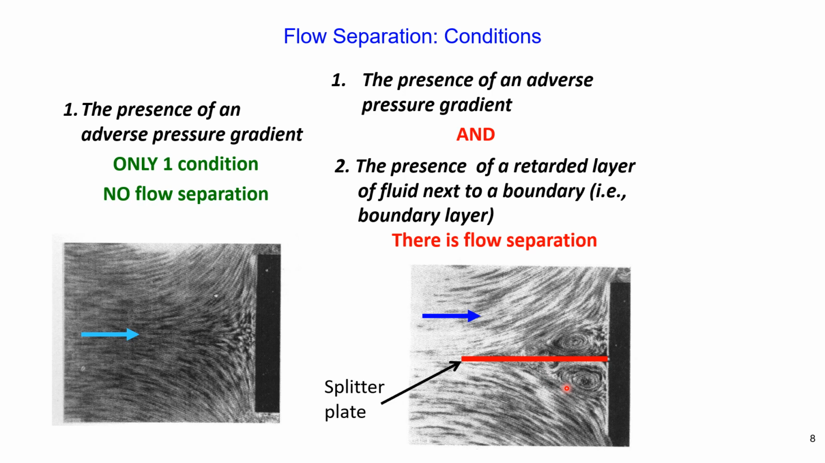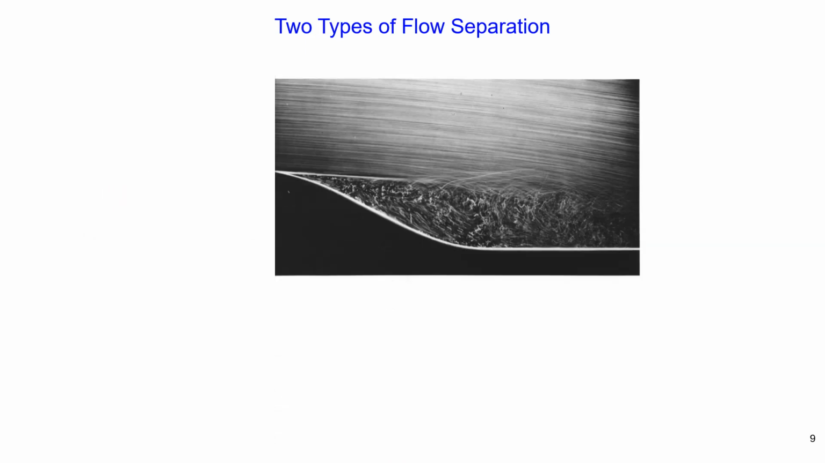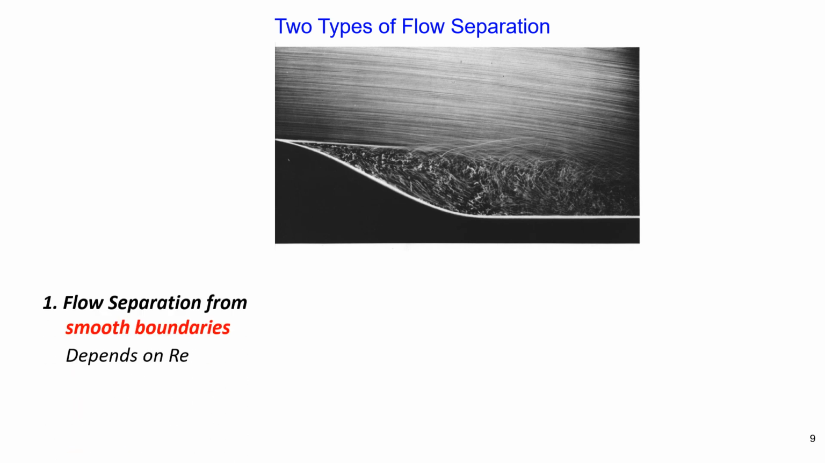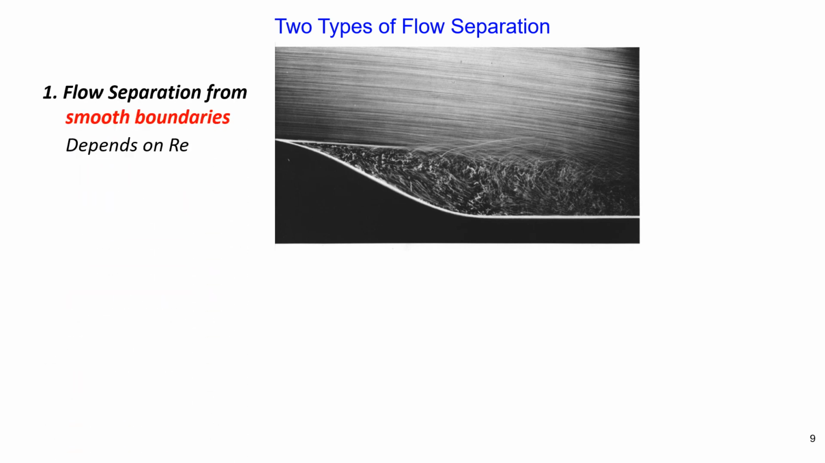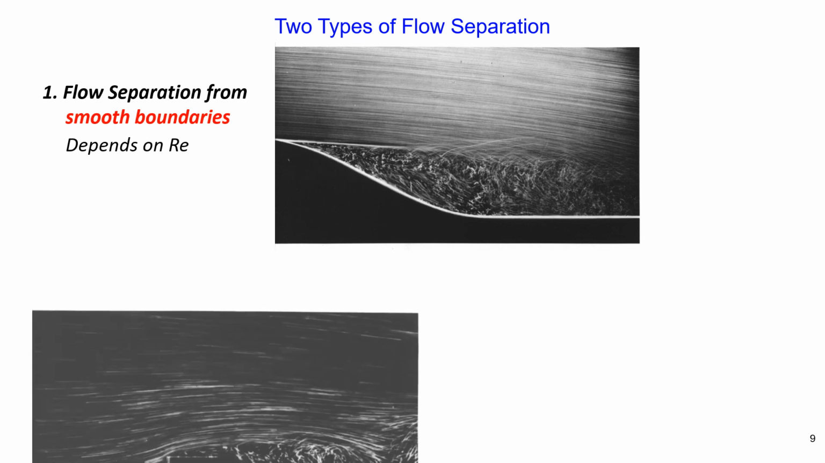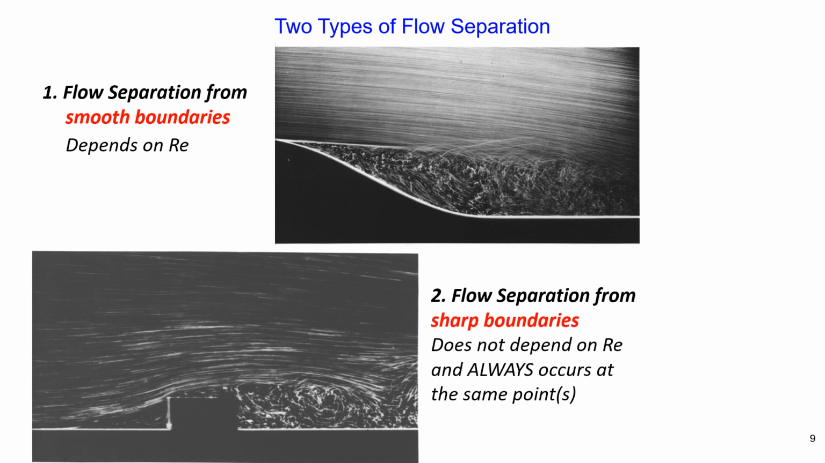So two conditions are required: the presence of the adverse pressure gradient and also the presence of a retarded layer of fluid next to the boundary. There are two types of flow separation. First, when we have a smooth boundary, this is flow separation from a smooth boundary, and this flow separation pattern depends on the Reynolds number. And there is also flow separation when we have sharp boundaries. For sharp boundaries, the flow separation does not depend on the Reynolds number and always occurs at the same point along the flow.